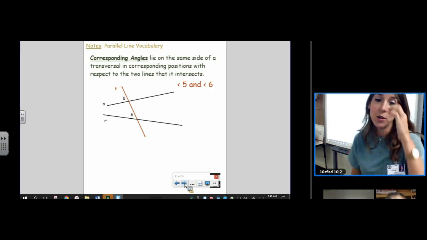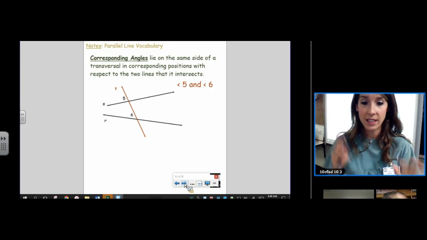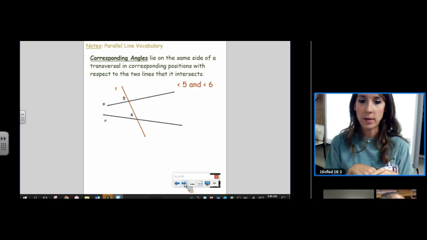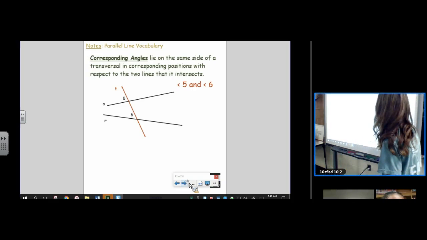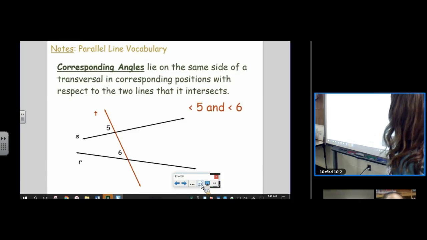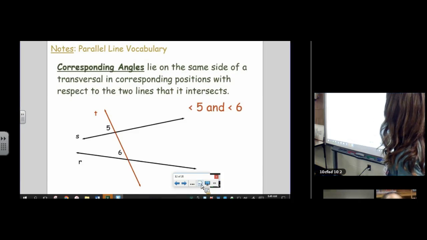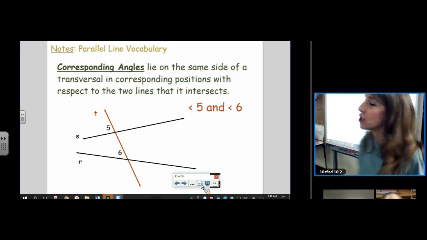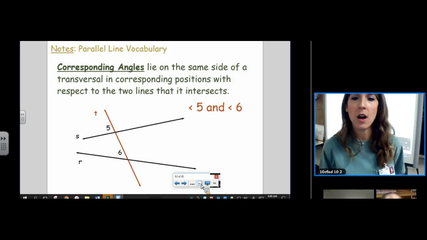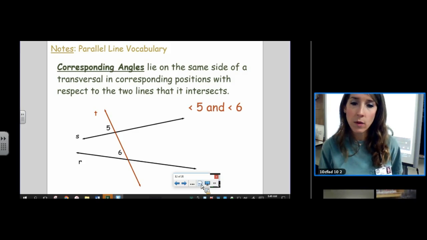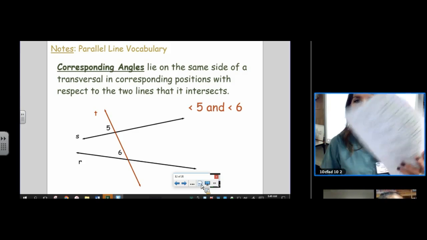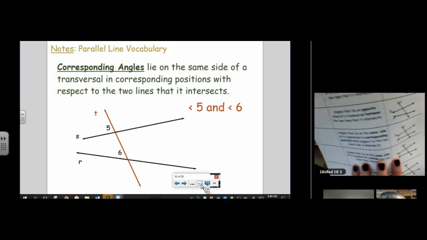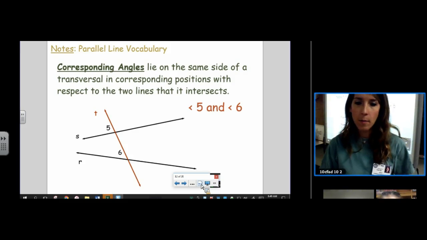We'll get to that, Nathaniel. We'll get to it. Well, I have an example that has multiple transversals, I promise. So the next word on your list, please write corresponding angles. 5 and 6 are just one example. I could draw 4 different sets of corresponding angles. So these are not the only ones. This is just one example. Make sure you're adding it to your picture. You're not just putting the word, you're adding the numbers to your picture.